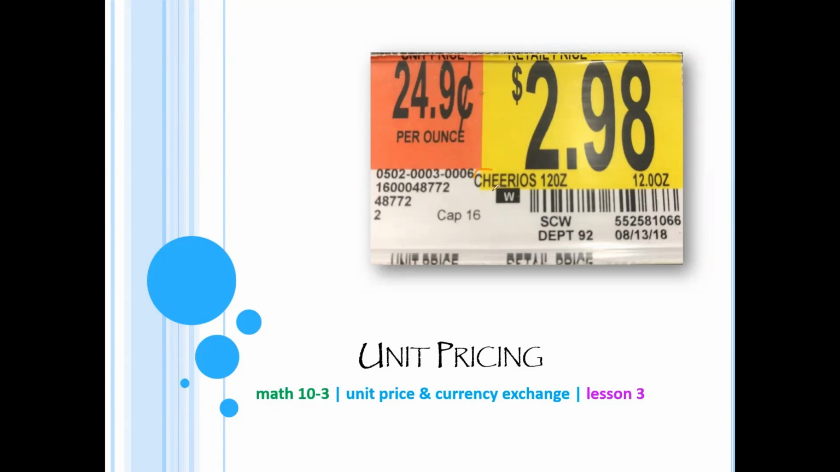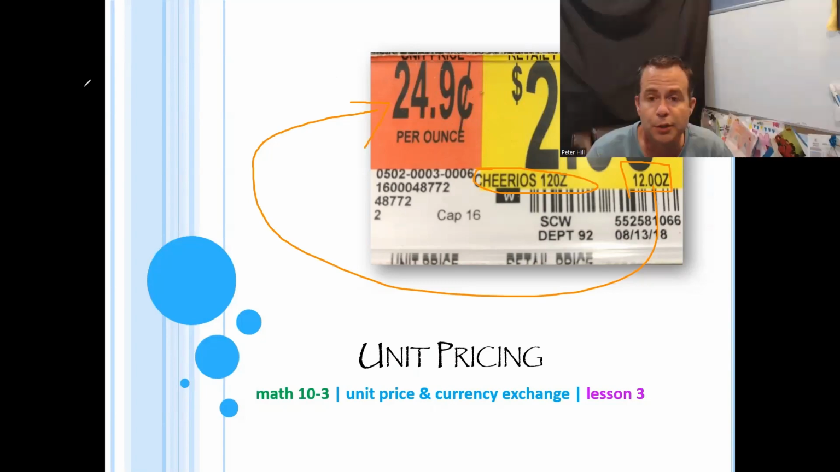So this is actually talking about Cheerios, and they're saying it's $2.98 for 12 ounces of Cheerios, okay? But what I want you to notice is this guy right here. It's telling you the unit price per ounce. It's 24.9 cents per ounce. Legally, in Canada, the unit price has to be shown for you, okay? So when you are shopping, you're doing that adulting sort of stuff, check out the unit prices to help you compare which one is actually the better deal, okay?